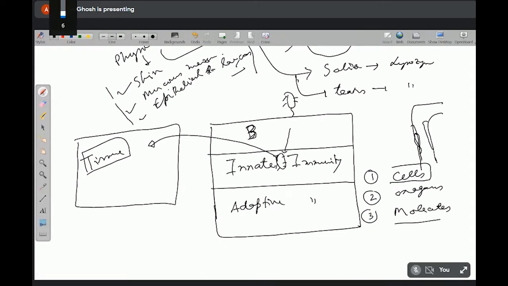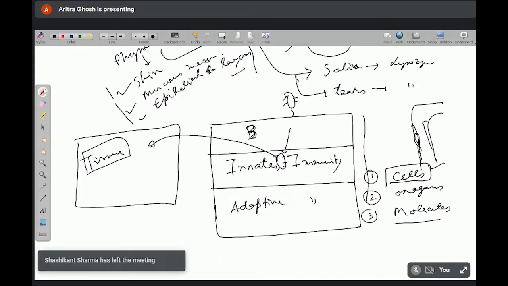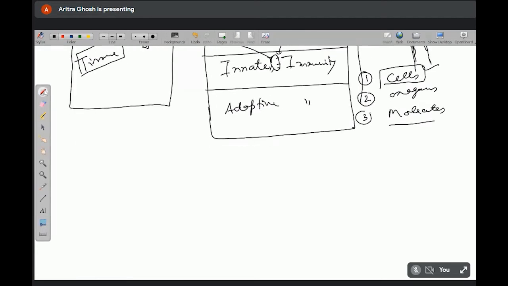WBC cells are innate cells. Another? Someone said NK cells, what else? Dendritic cell. It is not dendron. Oh okay, dendritic cell. It is a dendritic cell that has projections like this. That's why it is called dendritic cell.